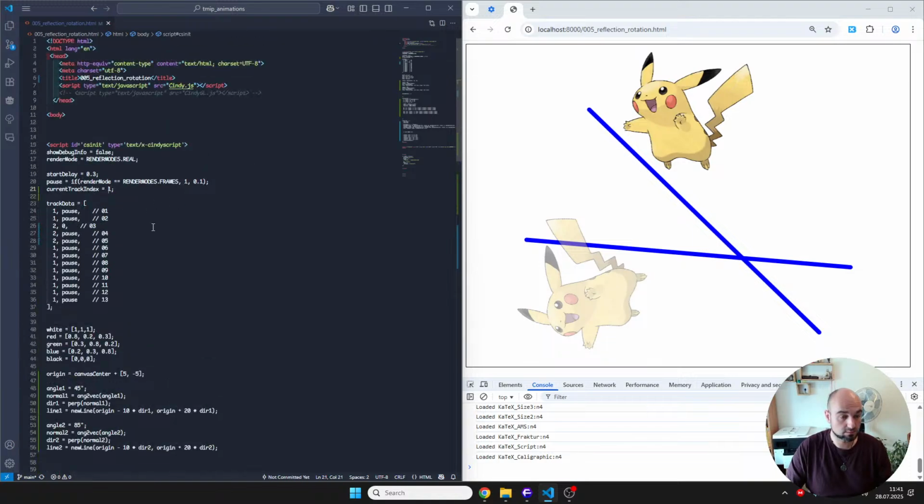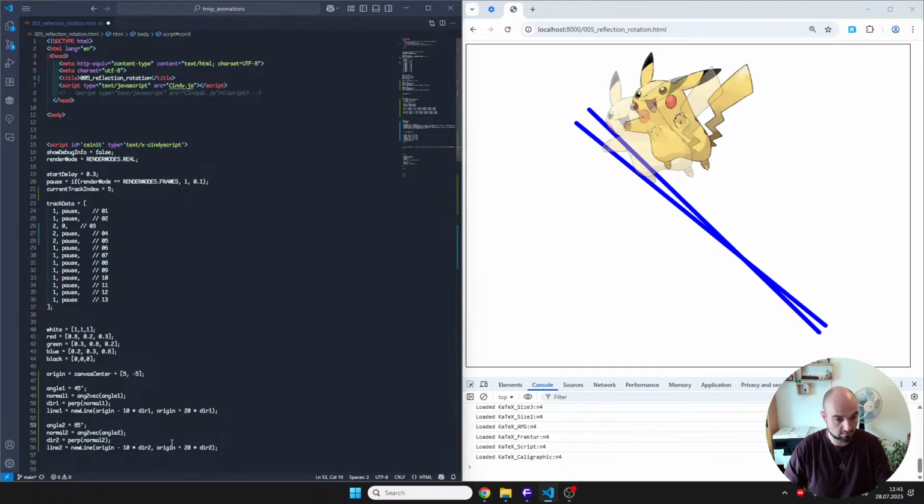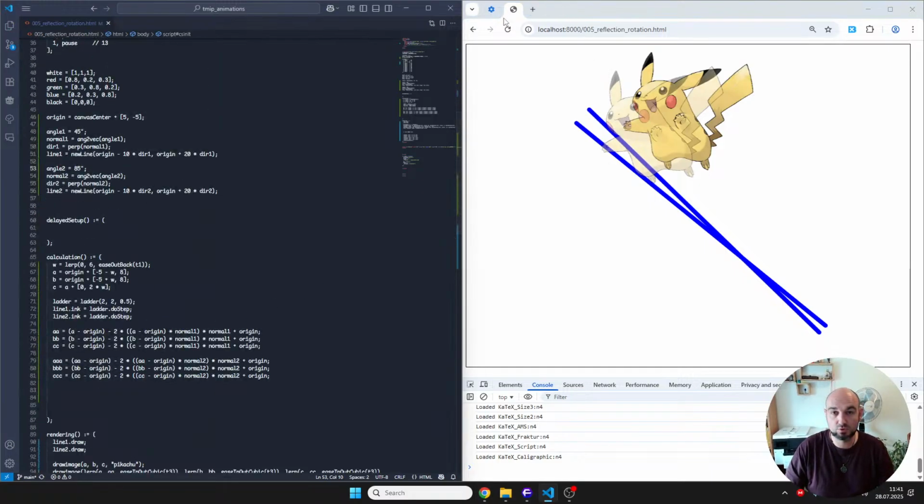And now let me quickly see if the angle is, just for reference, probably twice the angle difference.